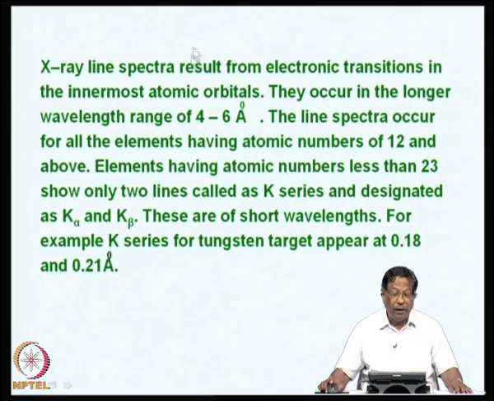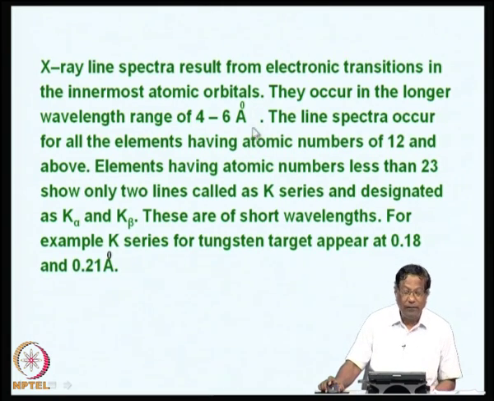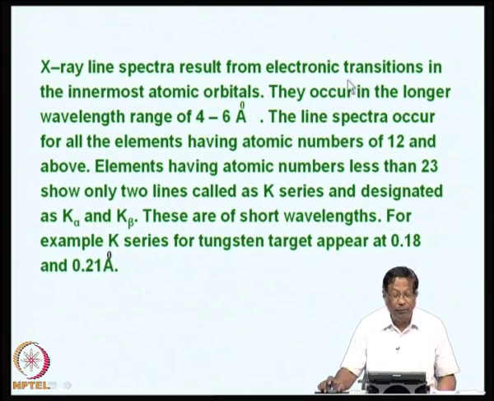Now, let us learn some more about the X-rays. X-ray line spectra result from electronic transitions of the innermost atomic orbitals. They occur in the longer wavelength range of 4 to 6 angstroms. The line spectra occur for all elements having atomic numbers of 12 and above. Below that you do not get line spectra. Usually, atomic numbers less than 23 show only two lines called the K series, designated as K alpha and K beta. These are of short wavelengths.